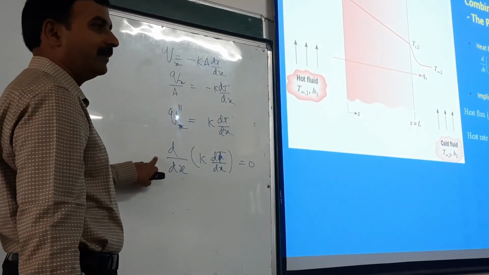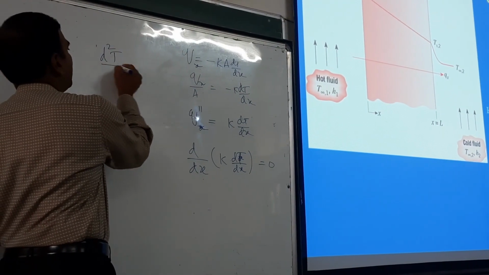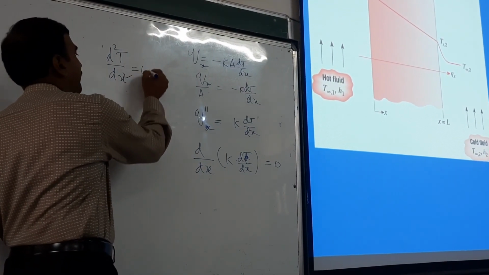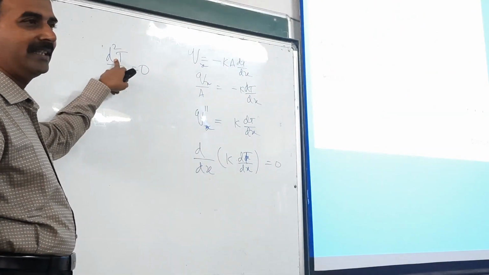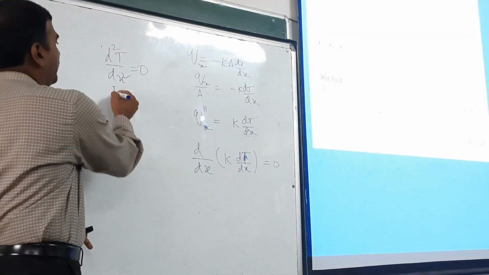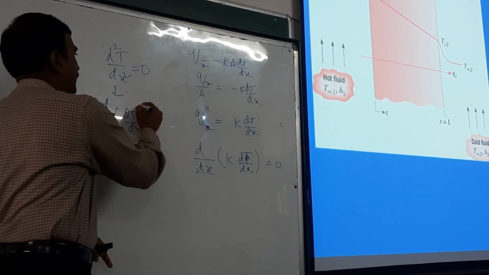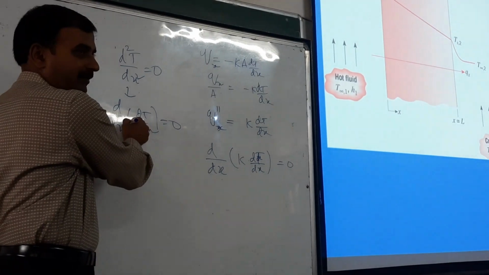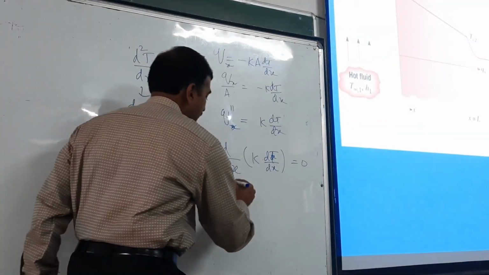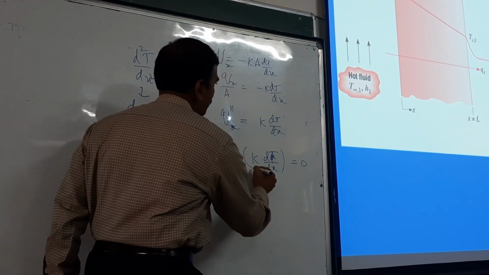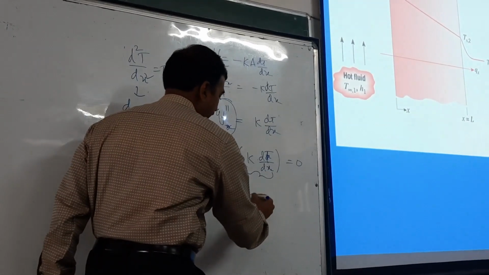Where is it coming from? We know the general conduction equation in one-dimensional steady state heat transfer is d square T by dx square equal to 0. I said this has come with an assumption that k is constant. So this can be written as d by dx of dT by dx. Now if k is brought inside, since we don't know whether it is constant or not, this is the equation. So this term represents heat flux.